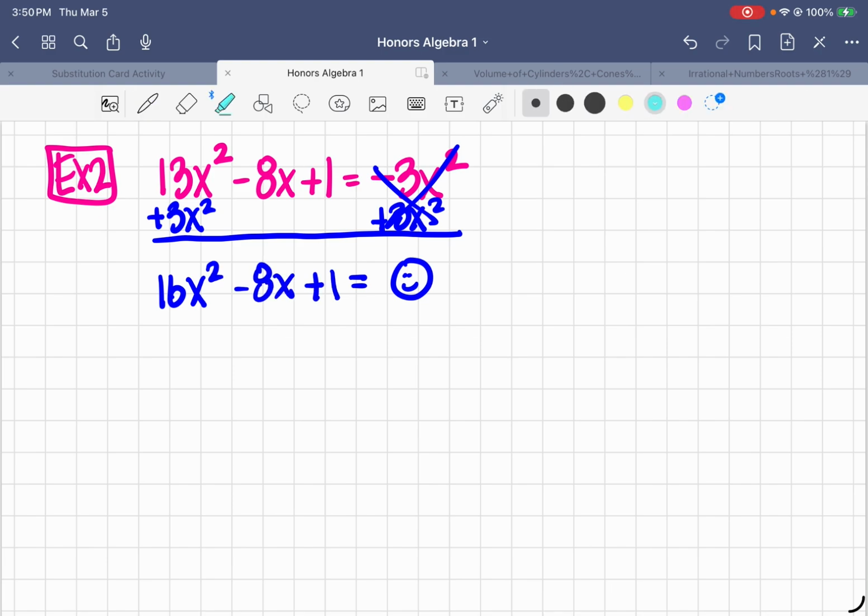And I'm going to use these values for a, b, and c now. Not the originals, but whichever ones they changed to after I had it equal to 0. Okay, so that's what I want you guys to do. Use a is 16, b is negative 8, and c is 1. Try it and see what you get.